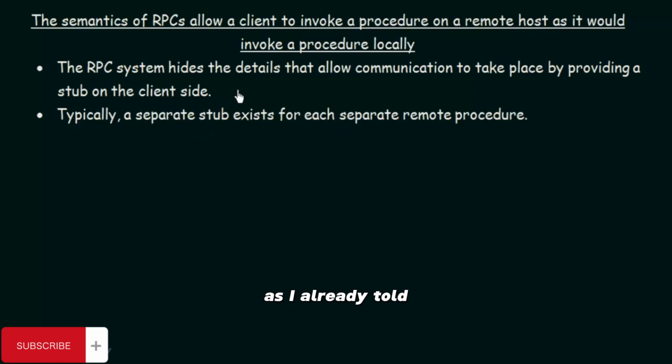As I already told you, the RPC system hides the details that allow communication to take place by providing a stub on the client side. So when we use RPC, the process does not have to be concerned about how the communication takes place. RPC hides the details of that, and it does so by providing a stub on the client side. We will see the function of this stub as we move ahead. Typically, a separate stub exists for each separate remote procedure. So let us move ahead and see what the function of this stub is, what it does, and how it proceeds.